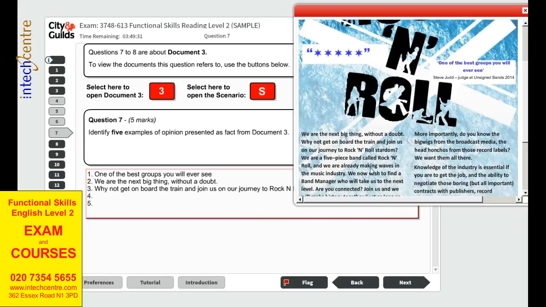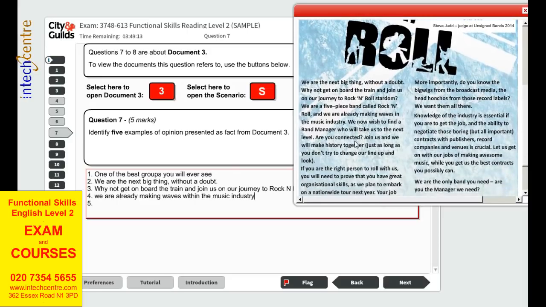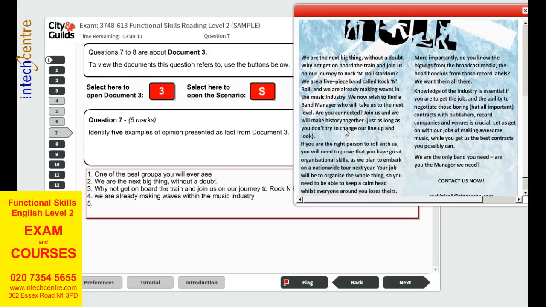We are already making waves within the music industry. We are. So again, it's a definite statement. We are already making waves within the music industry. Great. Okay. We need one more, so let's have a look.